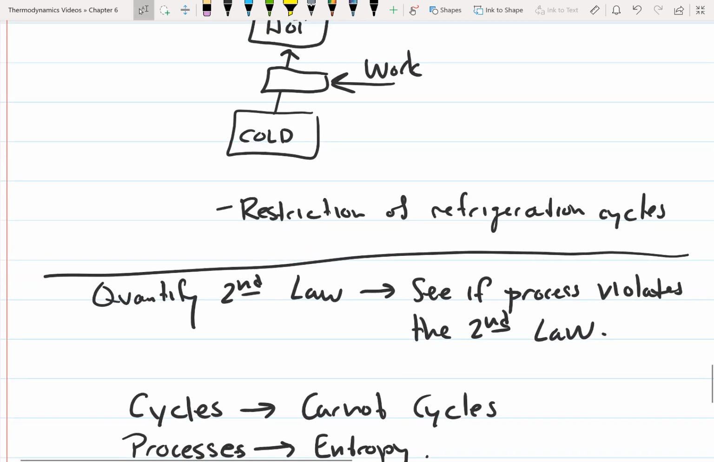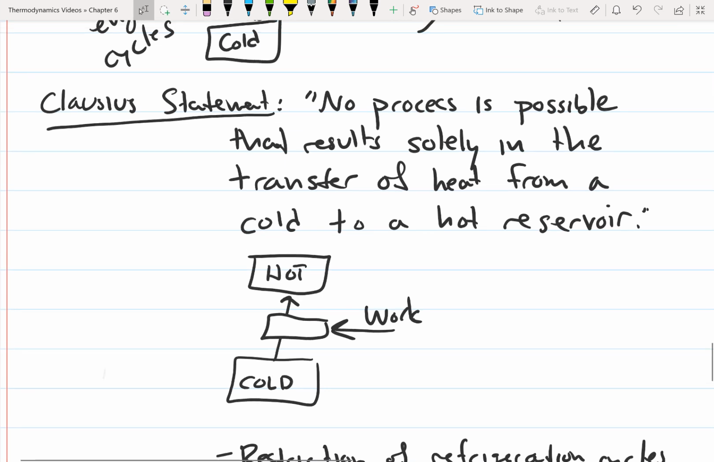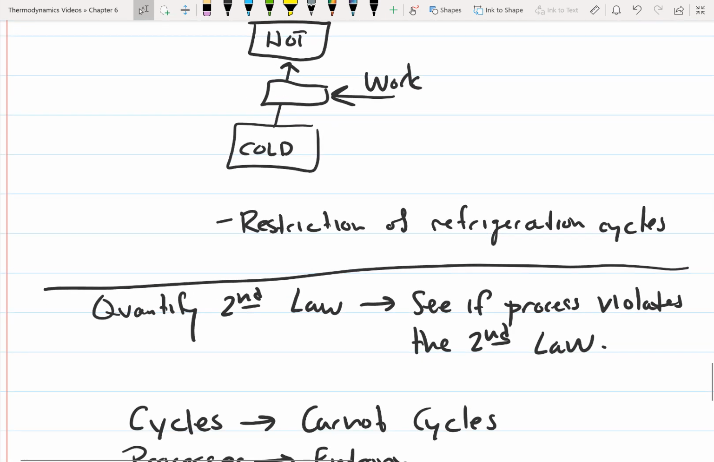But just to summarize, we have the second law because the first law doesn't put any sort of restriction on the type of process that we can have, and we know from observation that some processes just don't happen. Now that we have the second law, which is basically saying that some processes can't happen, we want to quantify that second law somehow. So say we're presented with a certain process, we can just do a calculation and figure out if that process is actually possible or not.